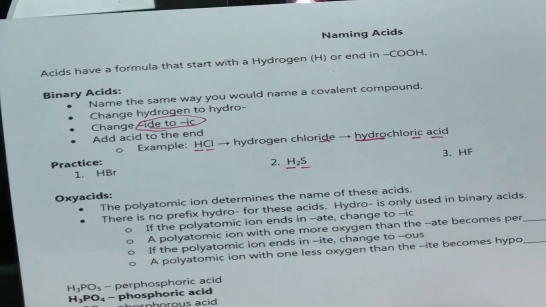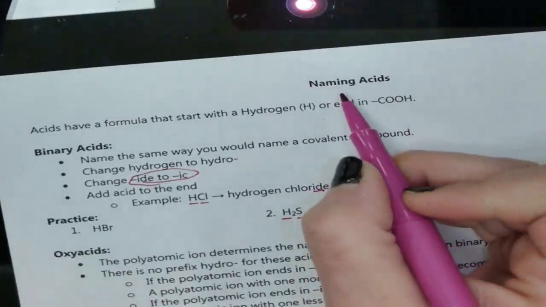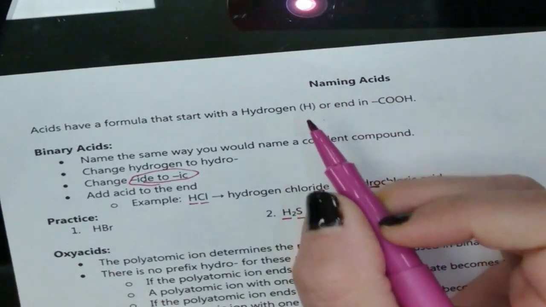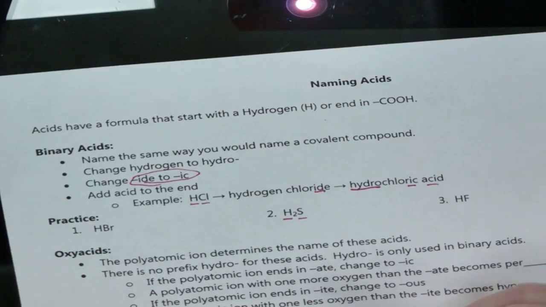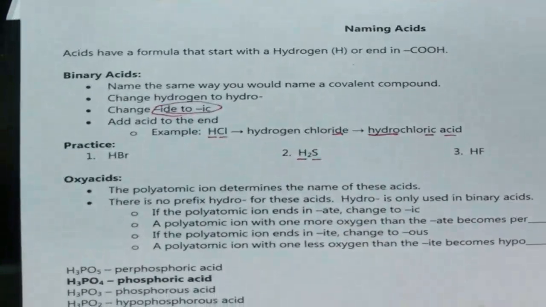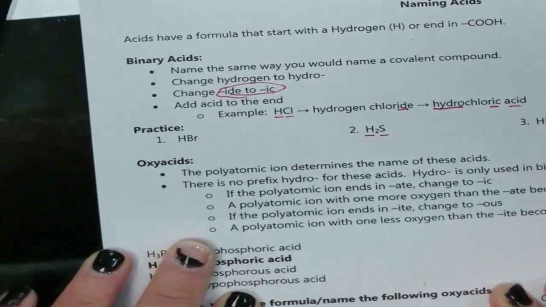So what I'd like for you to do is pause this video and try these 4 practice problems on your naming acids worksheet, which is online, and then you can unpause the video and check your answers. Okay, so let's check how you did.